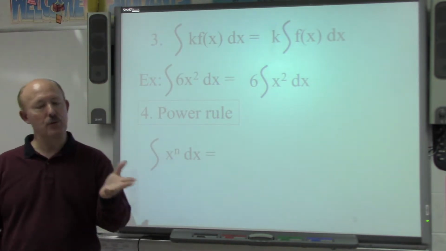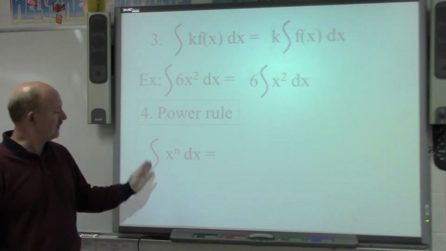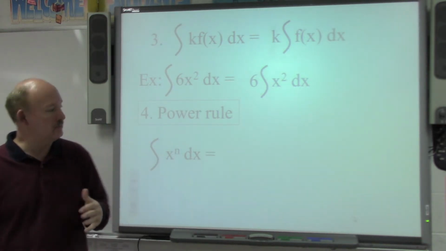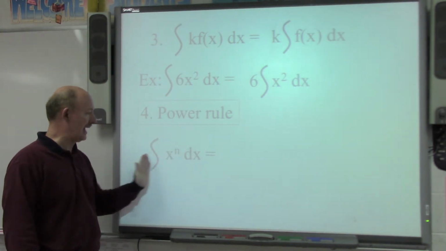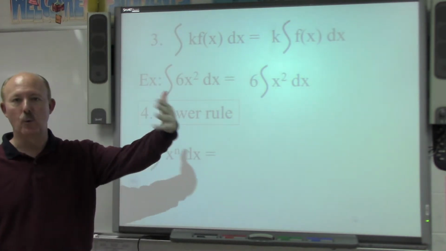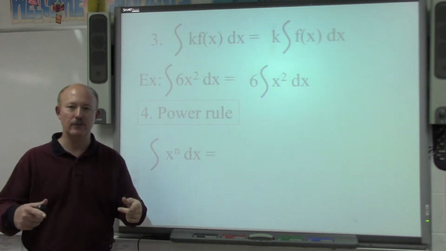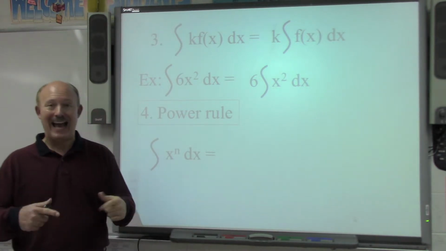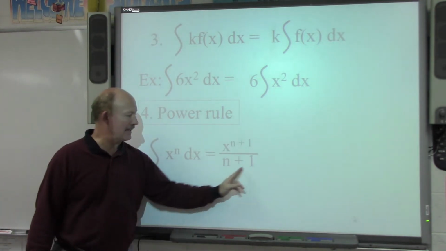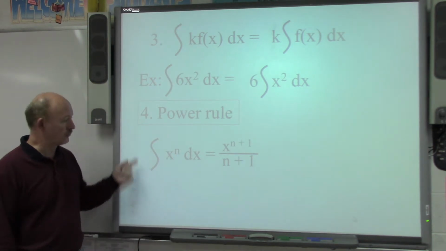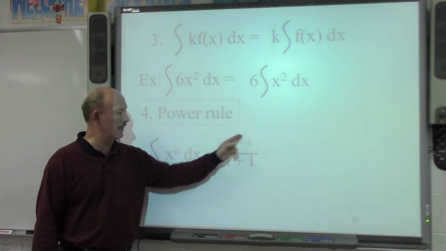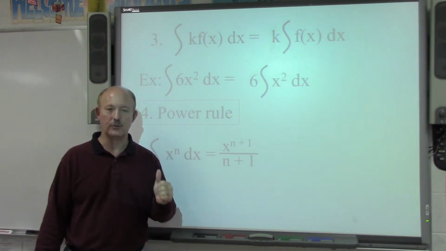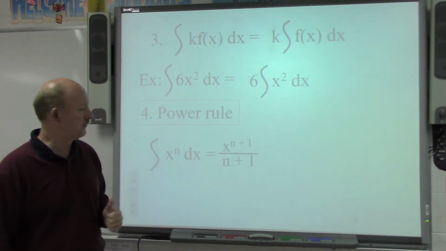If you remember the rule for derivatives, when finding the derivative of x to the n, you multiply by the exponent and then subtract 1 from your exponent. Well, with antidifferentiation, you do the opposite. We're going to add 1 to the exponent and divide by the exponent plus 1. So this rule goes like this: x to the n plus 1 divided by n plus 1. This is called the general power rule.